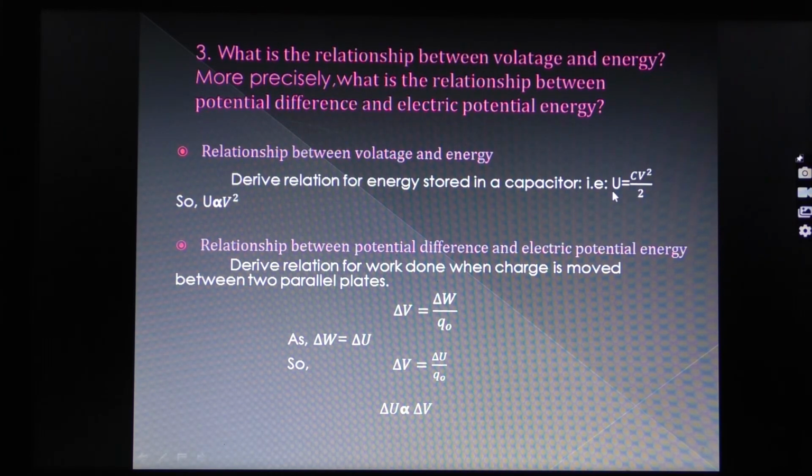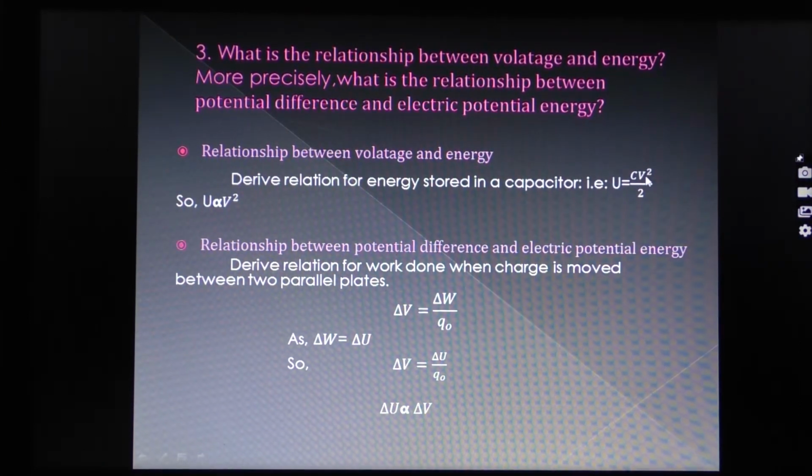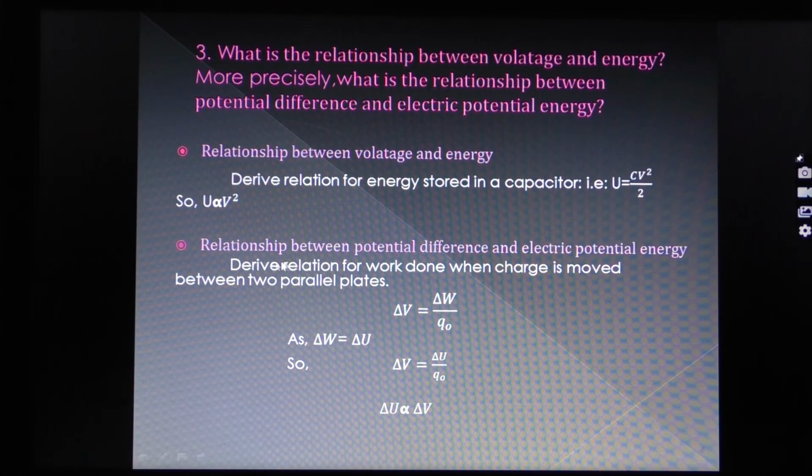Right? In this relation, we notice one thing, that U is directly proportional to V square. This is a relation which exists between potential difference and electric potential energy. Derive relation for work done when charge is moved between two parallel plates. And if you remember, if we are having two oppositely charged parallel plates, one is A, other is B, and if you are moving the charge against the field, you have to do work done per unit charge. That gives you delta V, that is potential difference.